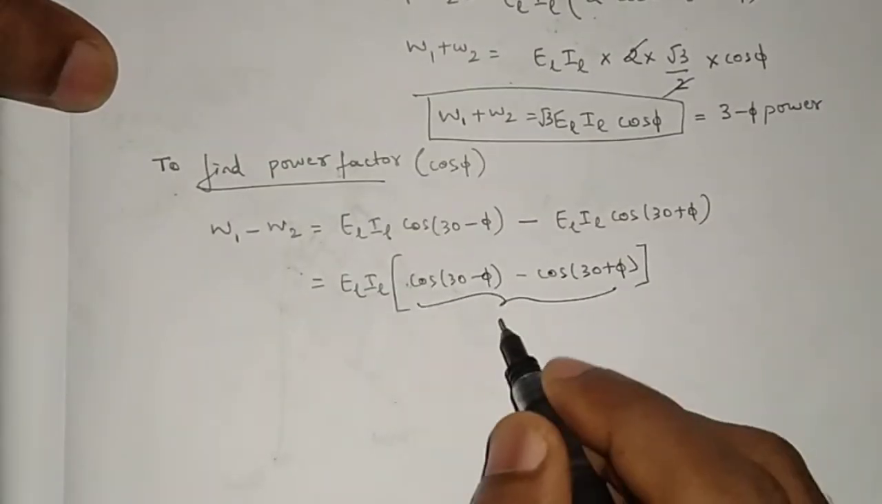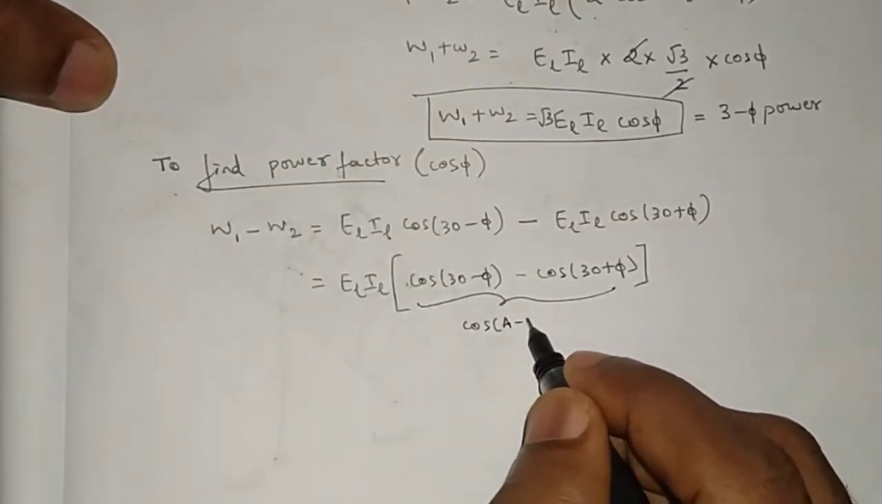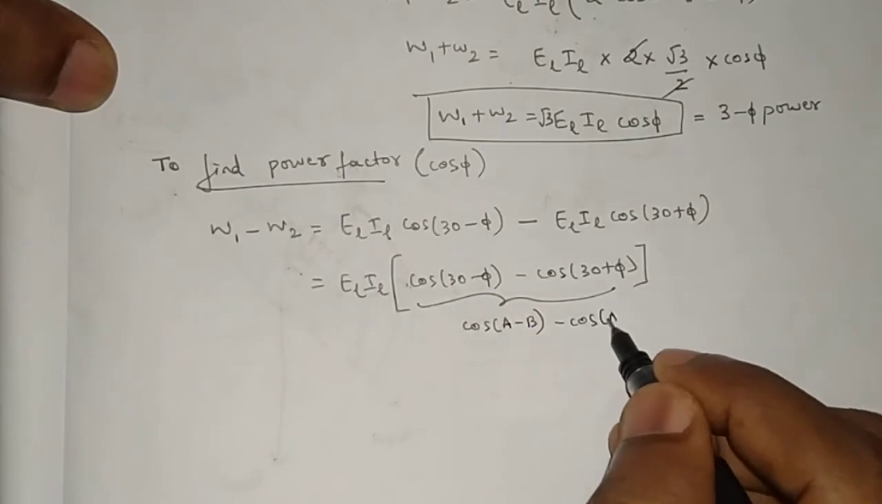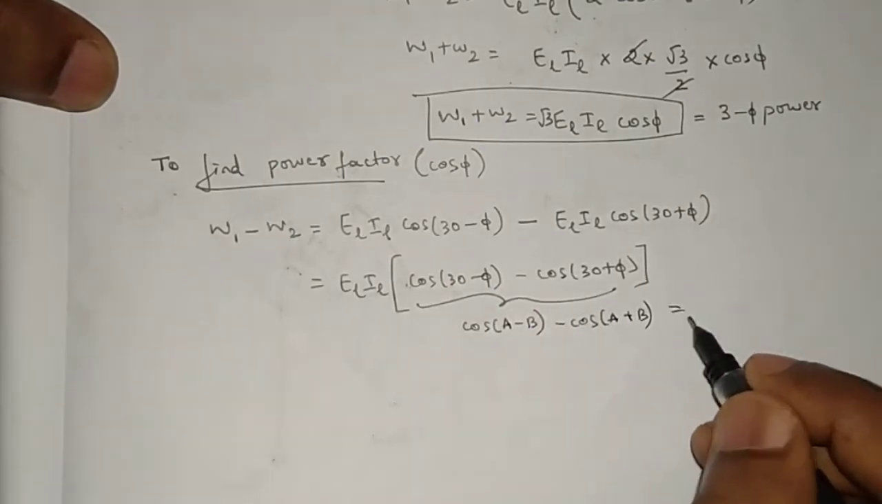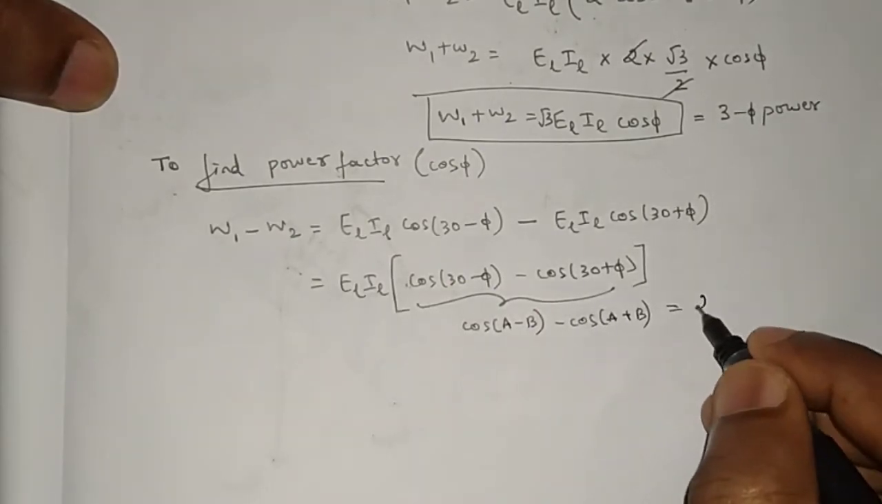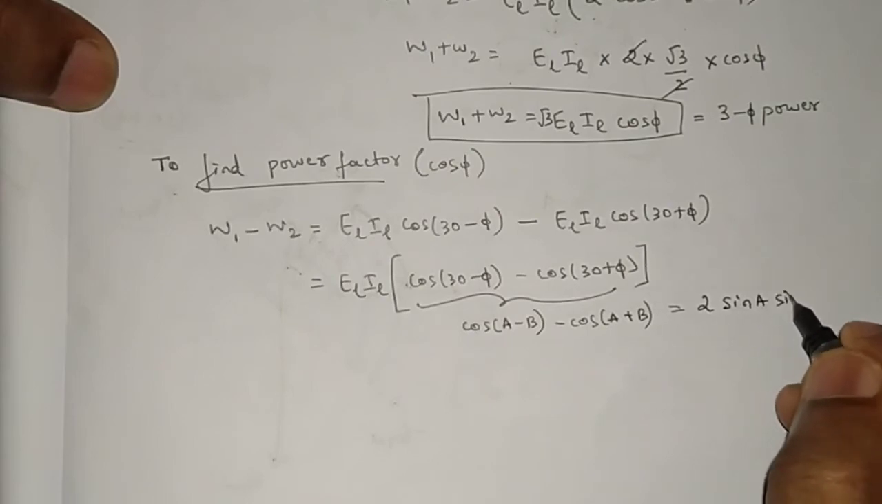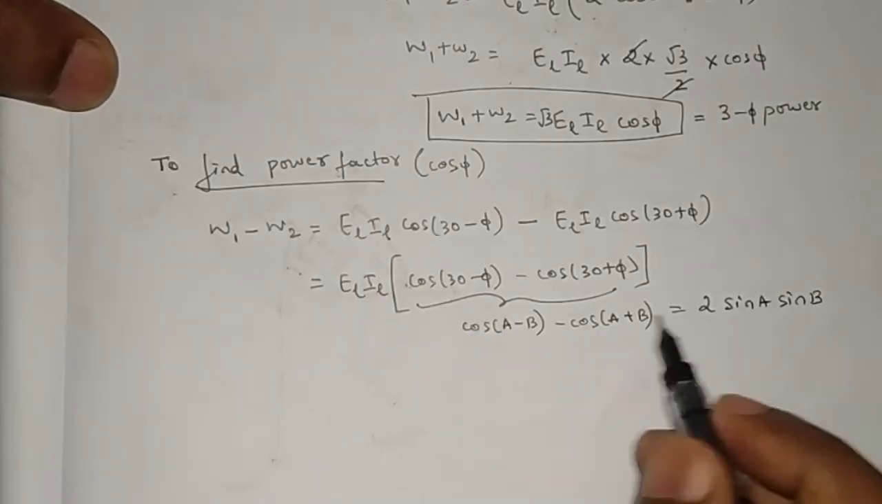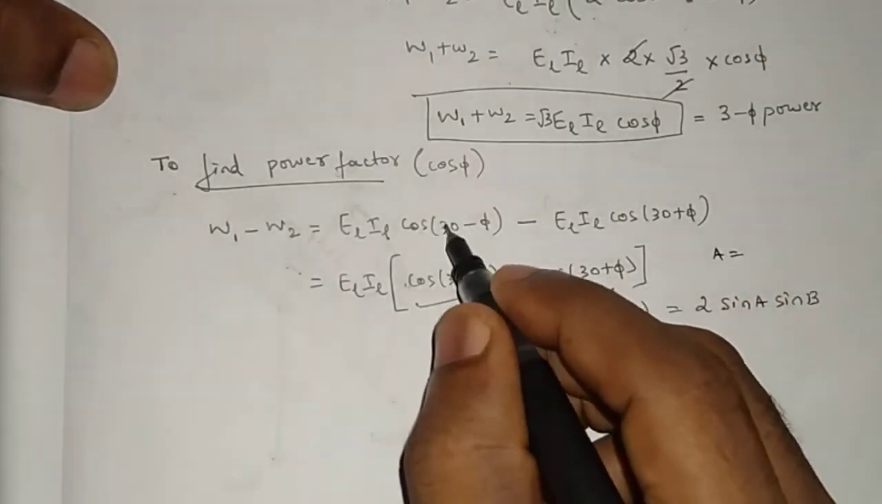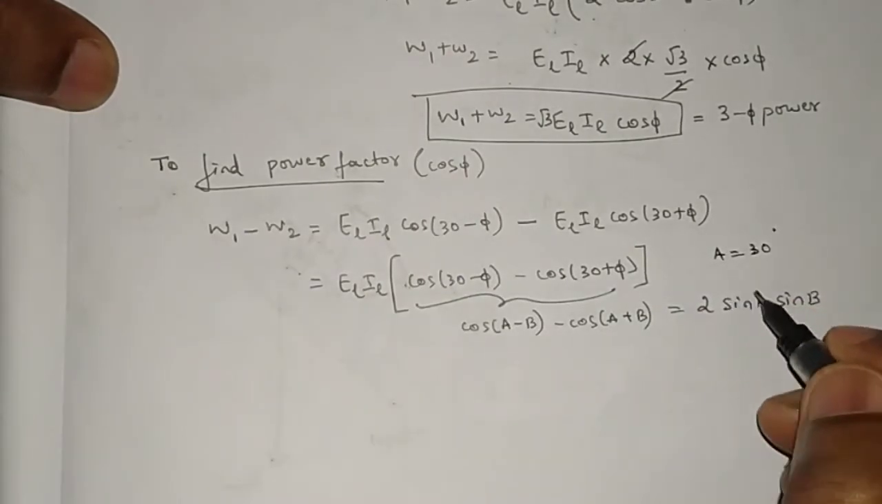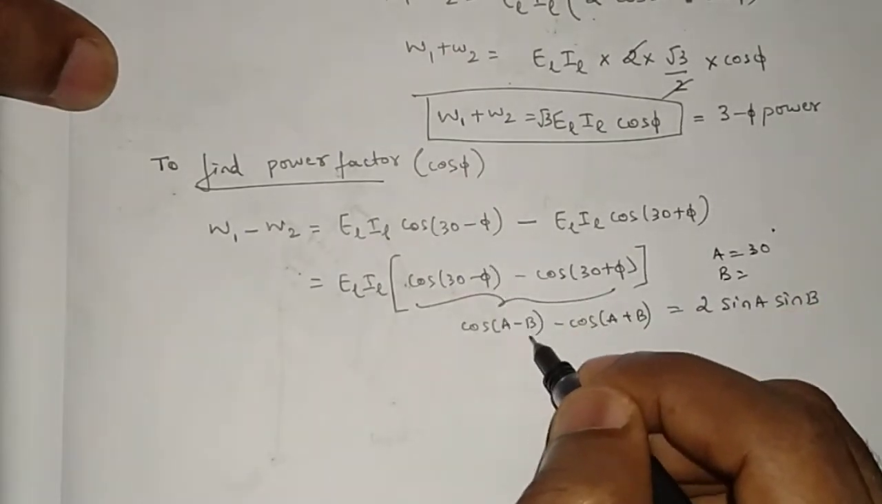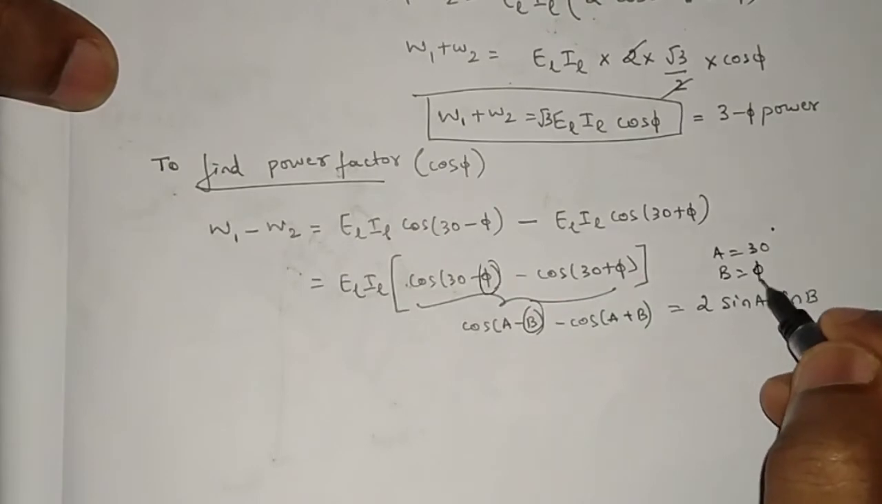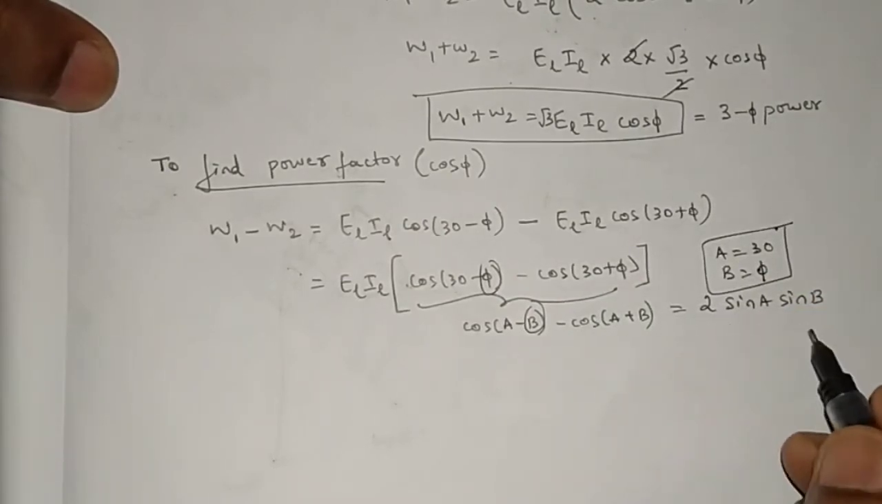So once again this is in the form of cos A minus B minus cos A plus B. So you know that cos A minus B minus cos A plus B is nothing but 2 times sin A sin B. So A is nothing but here 30. In the place of A you have 30, so A is 30 degrees. B is nothing but phi, in the place of B you have phi. So that is what you have to substitute in the equation.